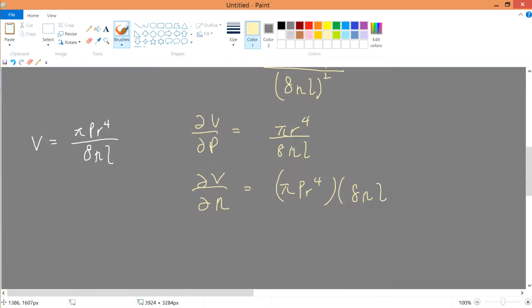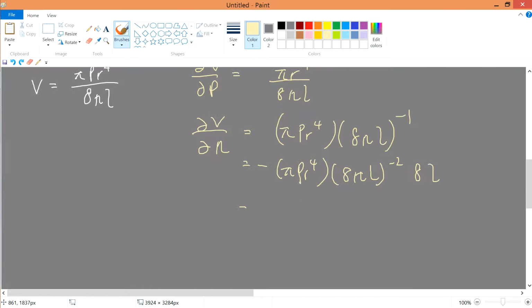I just write this down again. I bring this, differentiate minus pi p r^4 8n l minus 2. Differentiate the inner one, I will have 8l, because now I differentiate in terms of n. Right? Therefore, if I were to rewrite again, this is exactly the same thing that we have just done for when we are differentiating in terms of L.